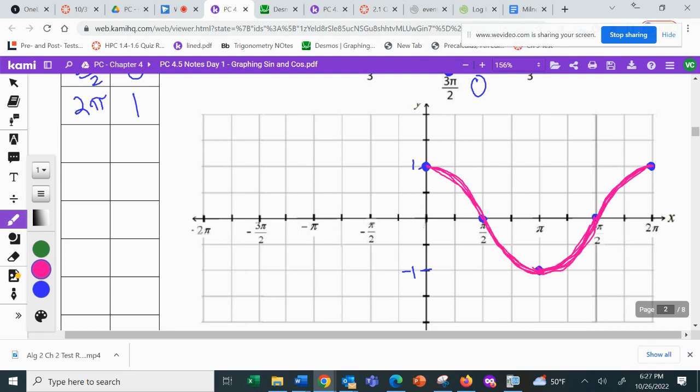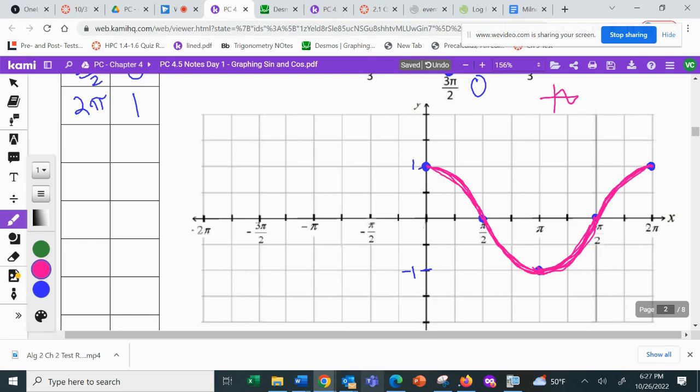Sine kind of looks like an S. Sine looked like that. Cosine starts at 1, goes deep, deep down into a valley and comes back up. It's starting at the top of its mountains.